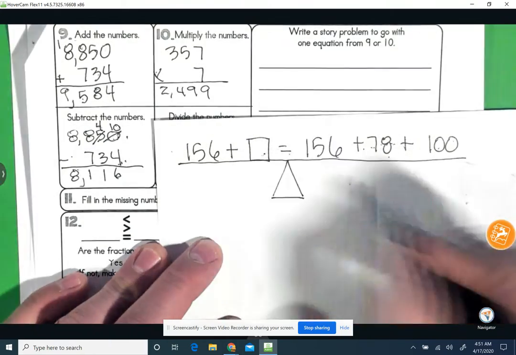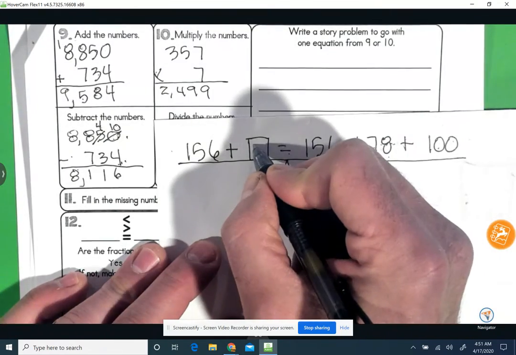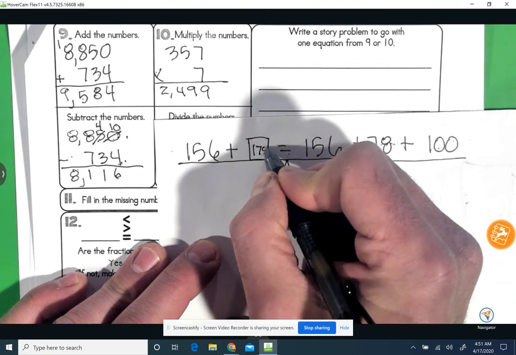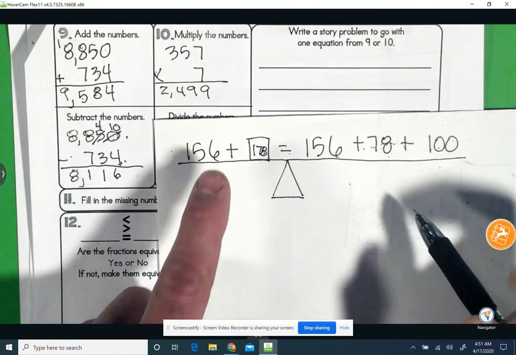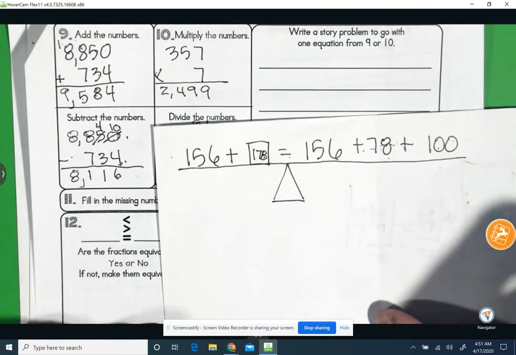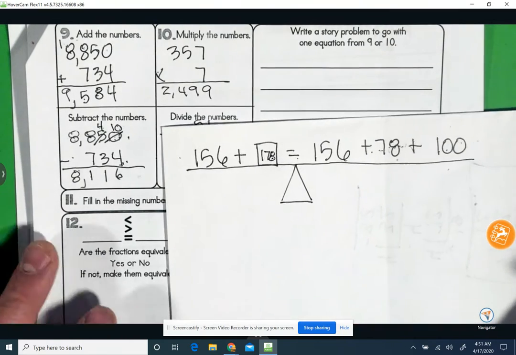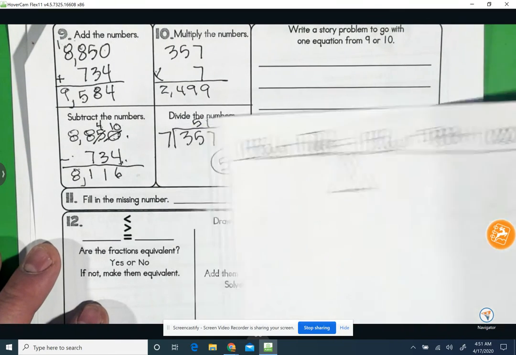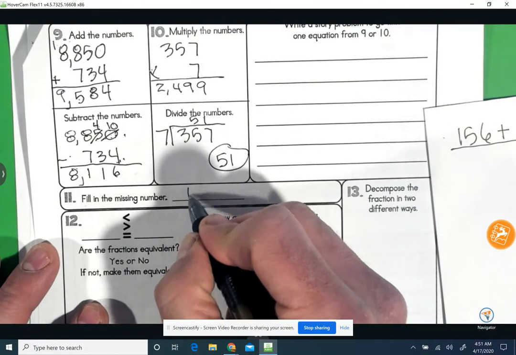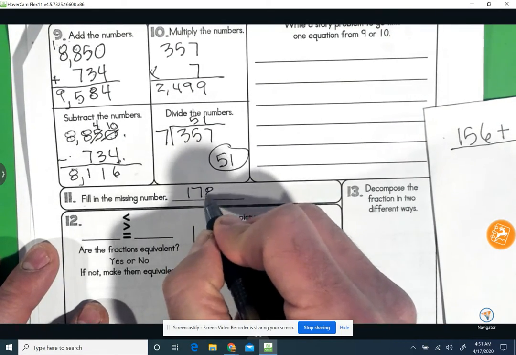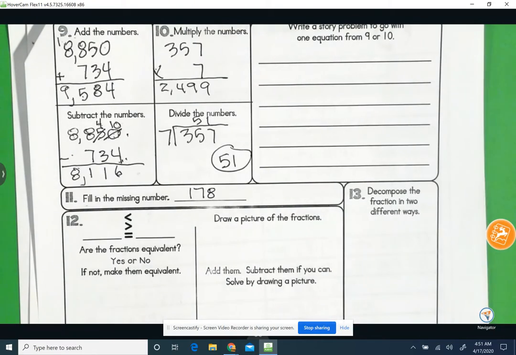So you end up with a number of 178 that will balance the left-hand side and the right-hand side of the equal sign. So fill in the missing number. That missing number in this case was 178. Those are great problems.